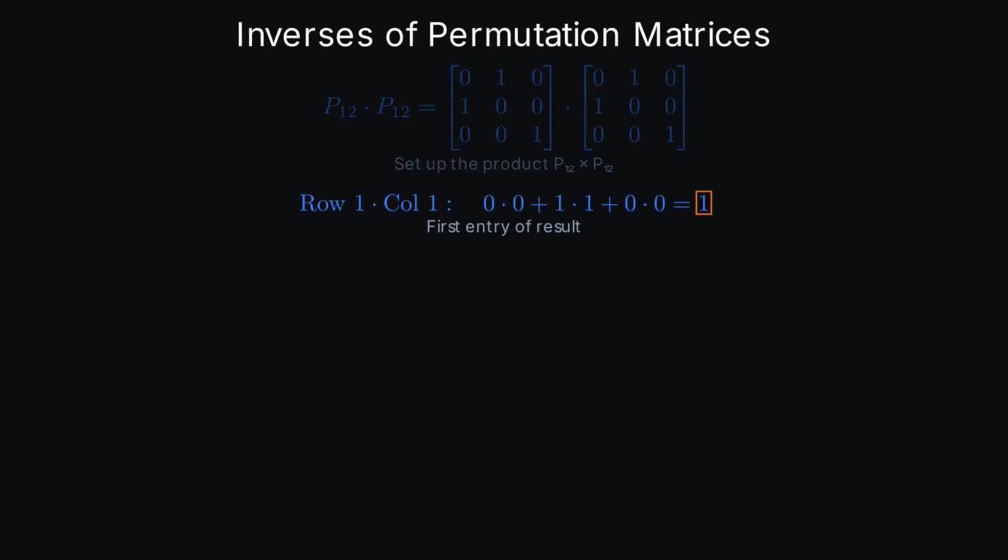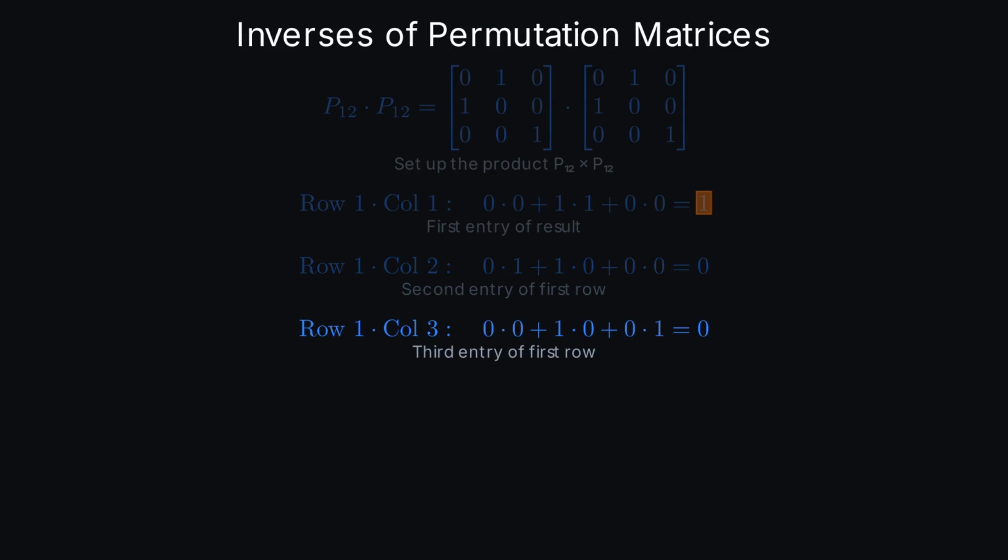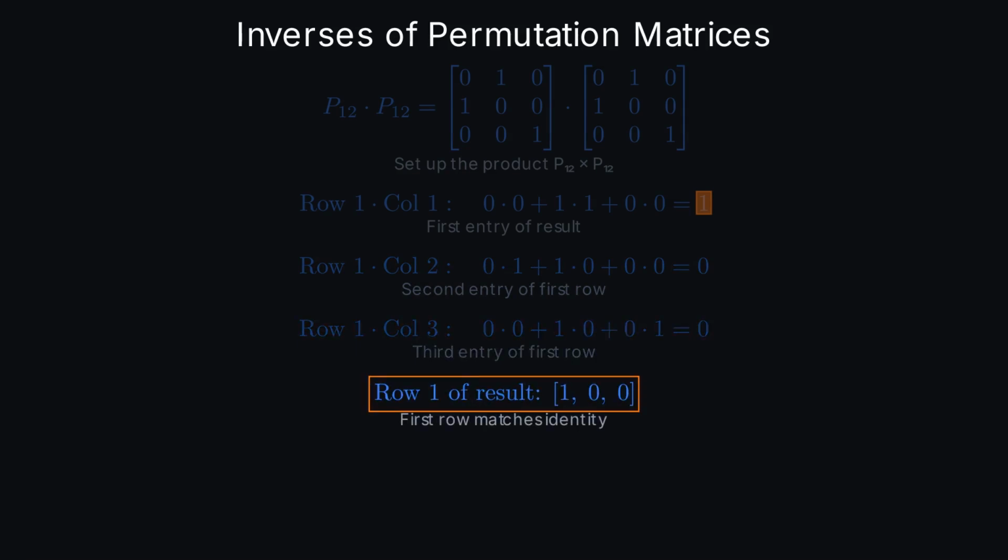We get 0 times 0 plus 1 times 1 plus 0 times 0, which equals 1. Now dot row 1 with column 2, which is 1, 0, 0. We get 0 times 1 plus 1 times 0 plus 0 times 0, which equals 0. And dotting row 1 with column 3 gives 0. So the first row of the product is 1, 0, 0.